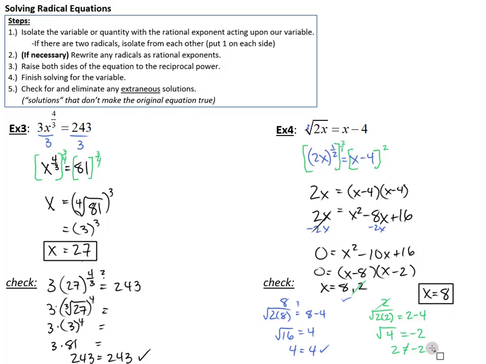Do not select 8 and 2 if this is multiple choice. That is incorrect. Only one of them worked, and that's another reason why it's super important to check.